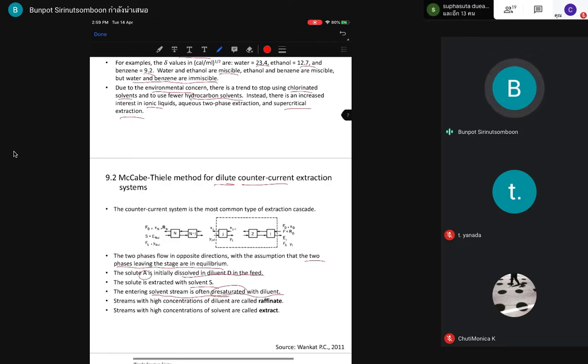So that's why it's pre-saturated here, and we also have some new terms for the streams. The stream with a high concentration of diluent, we're going to call the raffinate. And the stream with a high concentration of solvent, we're going to call the extract.